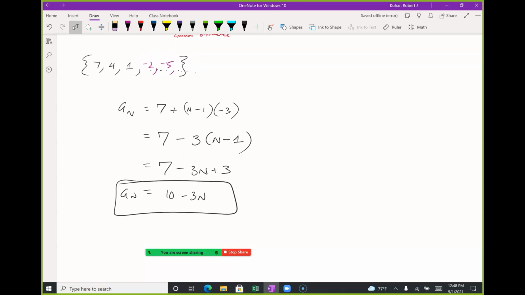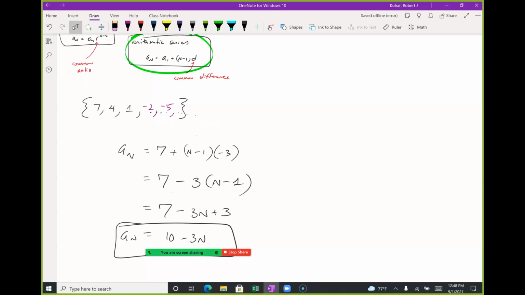So there's two ways, right? There's two ways that you can get that arithmetic sequence now. You could list it like points on a line, right? Or you could use this particular formula here, right?